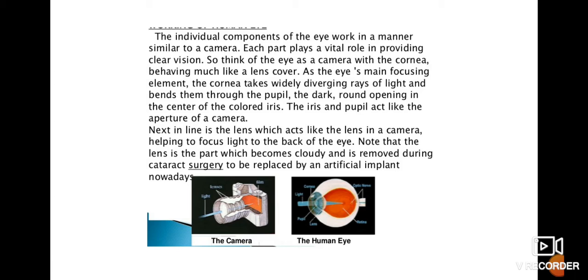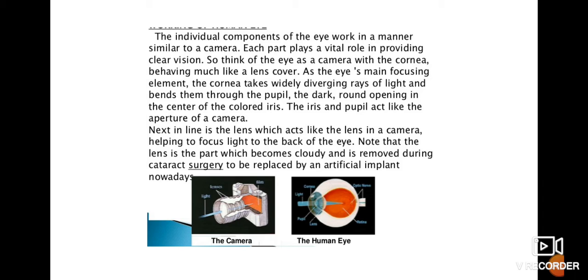The cornea, which is the outermost portion of our eye, behaves much like a lens cover. As the eye's main focusing element, the cornea will take widely diverging rays of light and bend them through the pupil, which is the dark round opening in the center of the colored iris. More importantly, remember that the iris and pupil control how much light actually enters the eye. The iris and pupil act like the aperture of a camera.